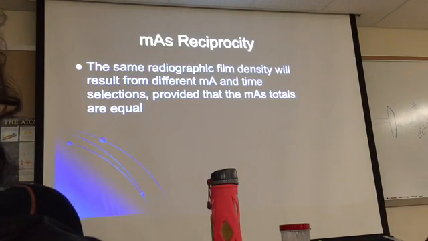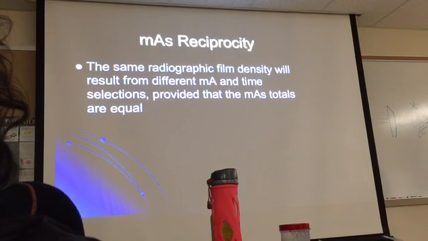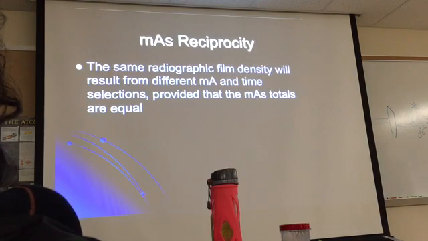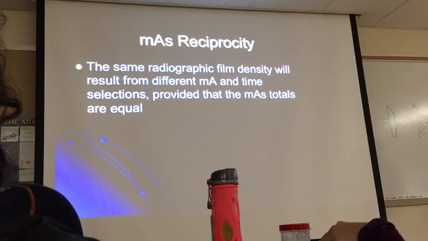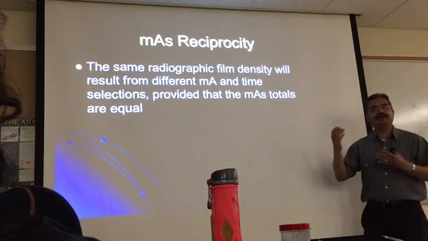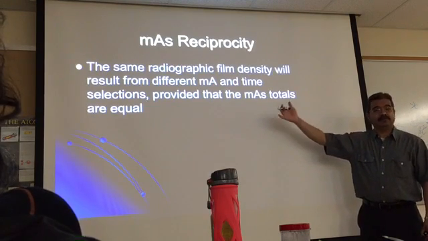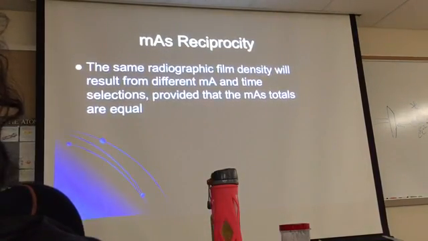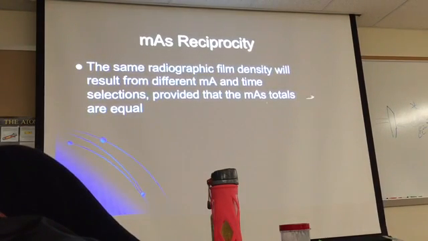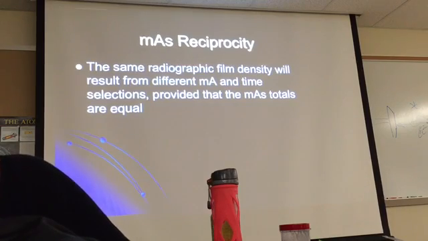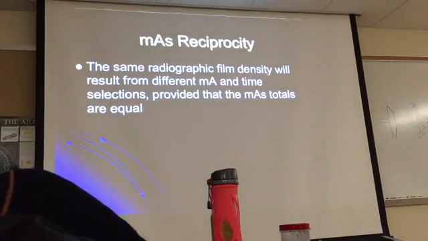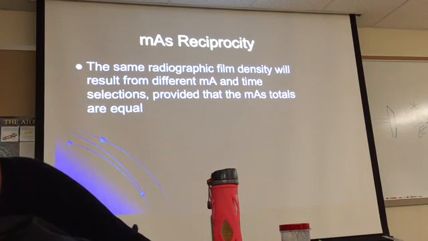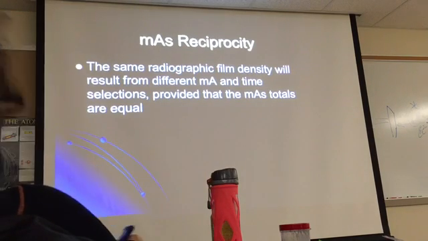Okay, a few more things. All right, mass reciprocity. The same radiographic film density will come from different MA and time selections, provided that mass totals are equal. Okay, does it make sense? What this is saying is that it doesn't matter what combination you use of MA and time, as long as the end result is the same mass, you should have the same exposure. That's called reciprocity. Okay? So, the same radiographic density will result from different MA and time selections, provided that the mass total is equal. If the end result is equal, you don't care if you use the 25 MA station or the 500 MA station, as long as the mass end result is the same, you should have the same exposure.